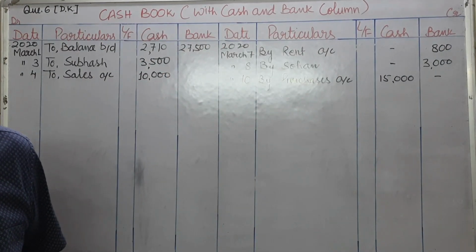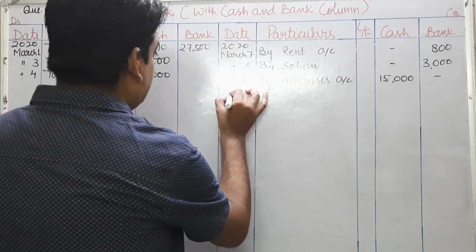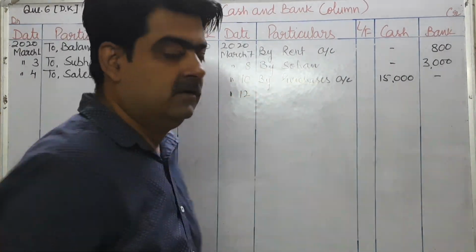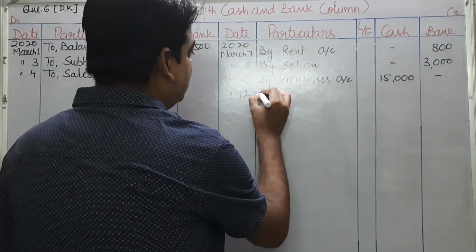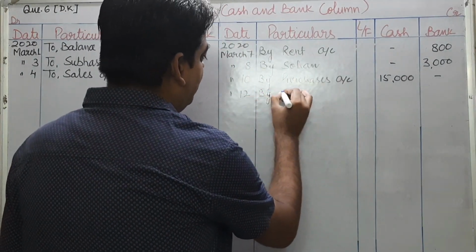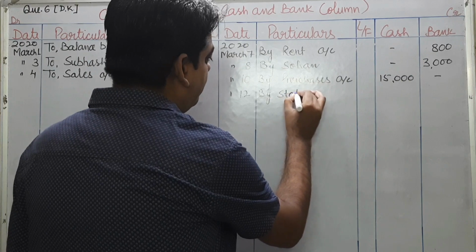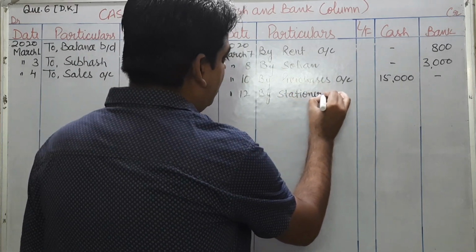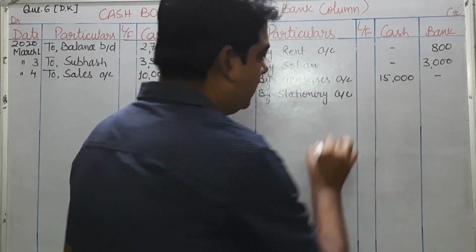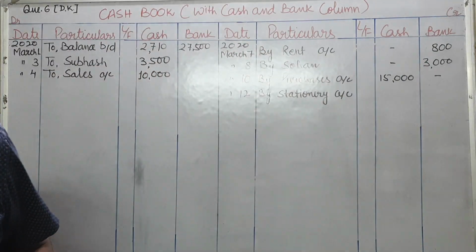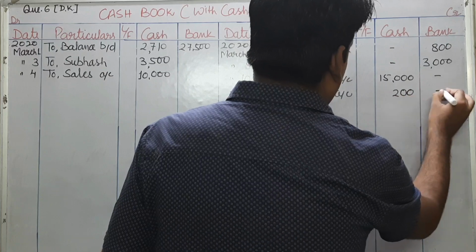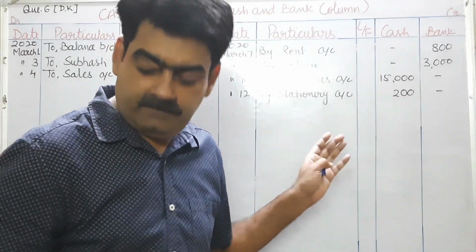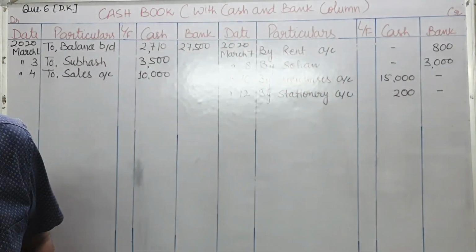Next is March 12, paid cash for stationery. So again our journal entry will be stationery account debit to cash account. Again this is a payment. Treatment will come in the credit side by stationery account, and the amount is 200 rupees. The amount will come in the cash column because we are paying for stationery by cash.